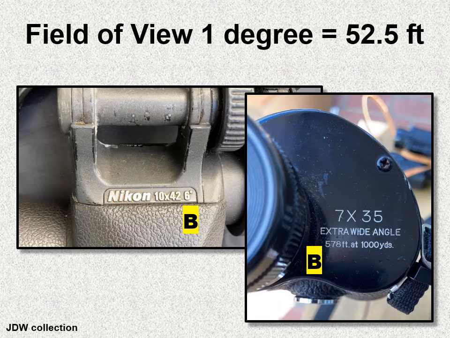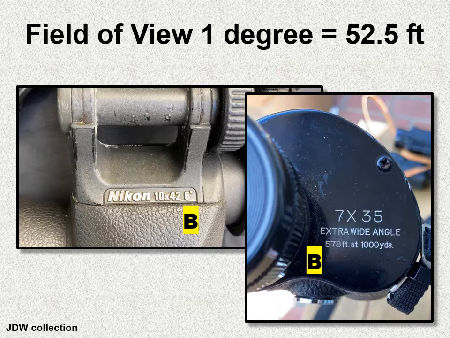Let's look at the second number that you see on your binoculars. It's either a degree or it's something like feet at 1,000 yards. That's called field of view. How much can you see through your binoculars? And you can translate it from one to the other.